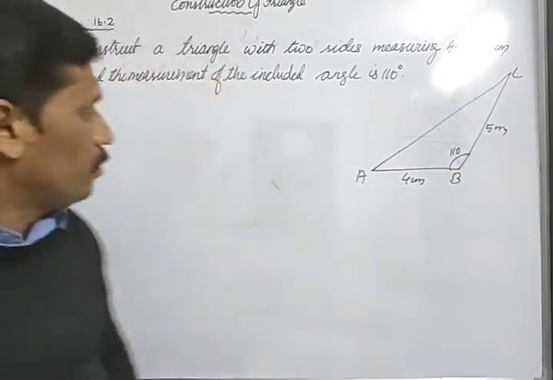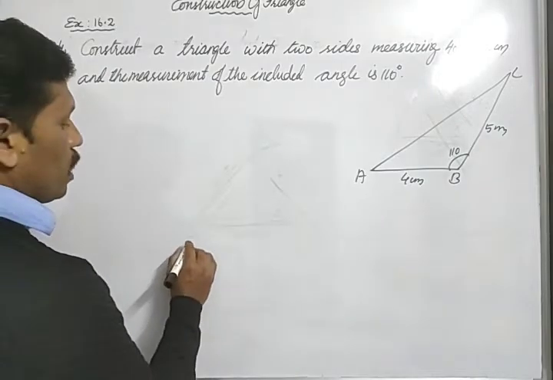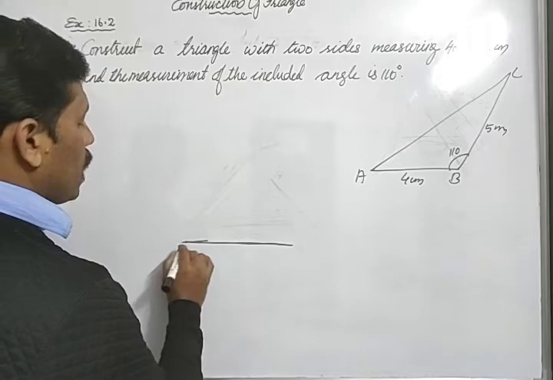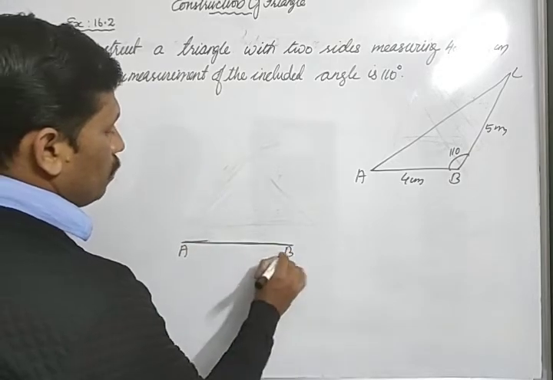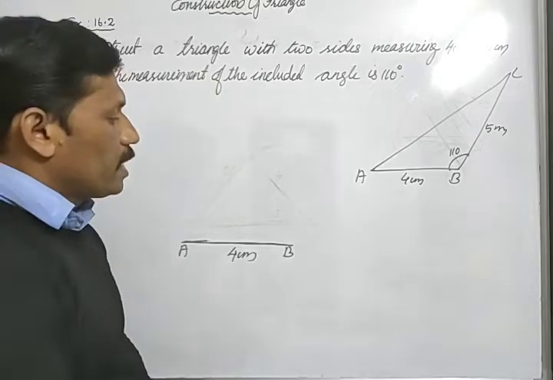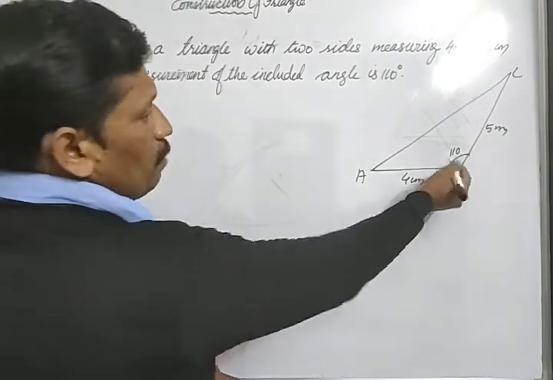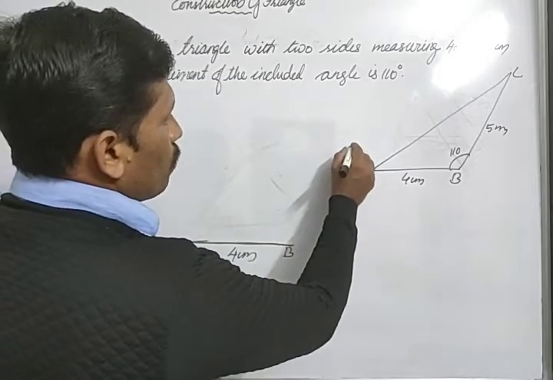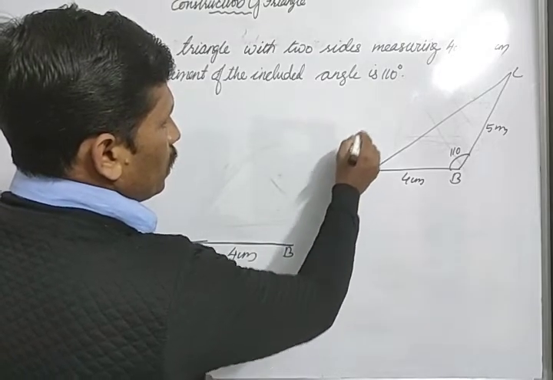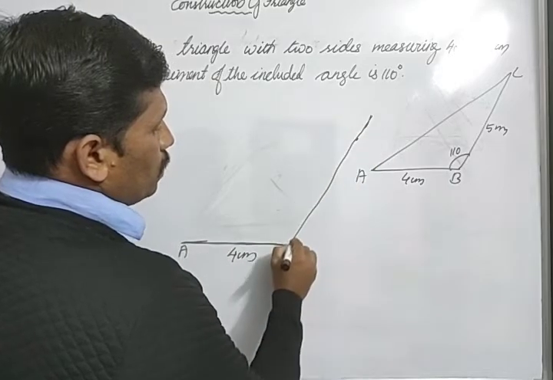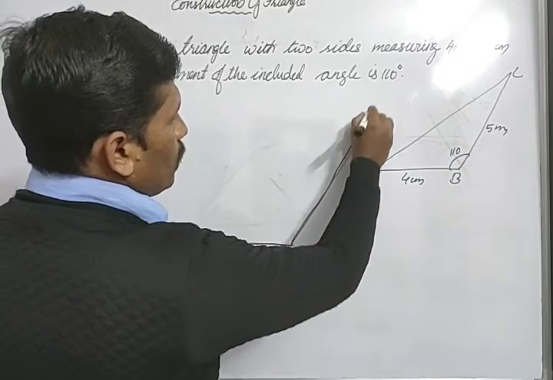Then first of all we have to draw a 4 centimeter line using a scale. Using the scale, make a 4 centimeter line and name it AB, 4 centimeters. Using scale and pencil, draw a straight line. And with the protractor, next we make the included angle here, 110 degrees. It goes around like this, 110 degrees, and join this line and this point.